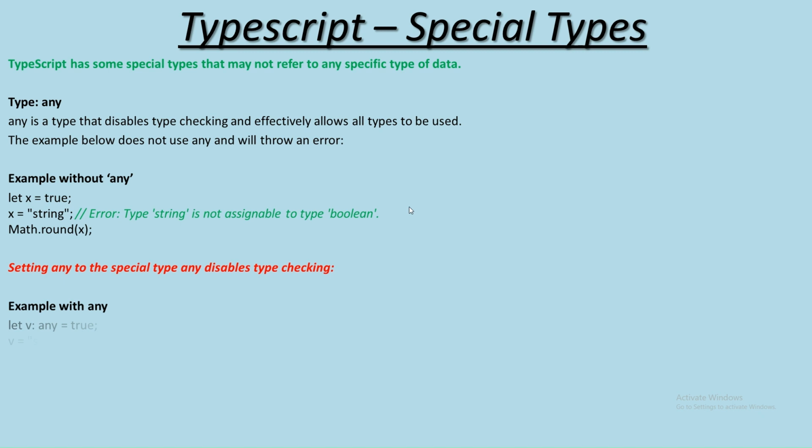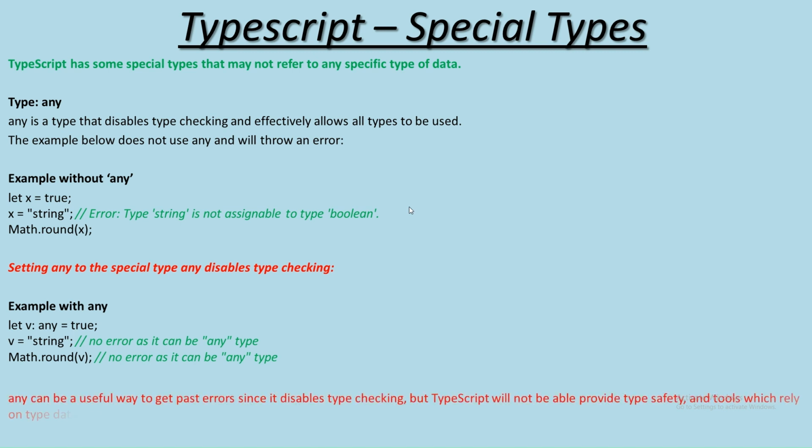With any, we say let the variable be of type any, and then we assign it a boolean, and then we assign it a string, and then we do a round on the value. So this one will not throw an error. Any can be a useful way to get past errors since it disables type checking, but TypeScript will not be able to provide type safety, and tools which rely on type data such as auto completion will not work. Remember, it should be avoided at any cost. Moving ahead.